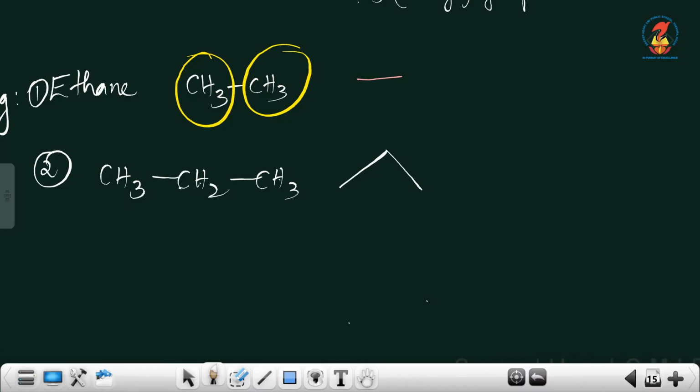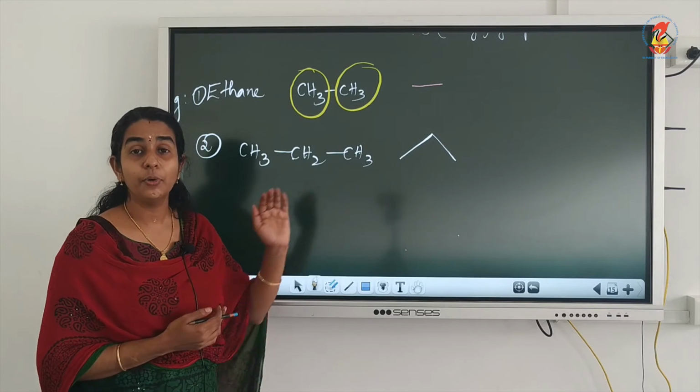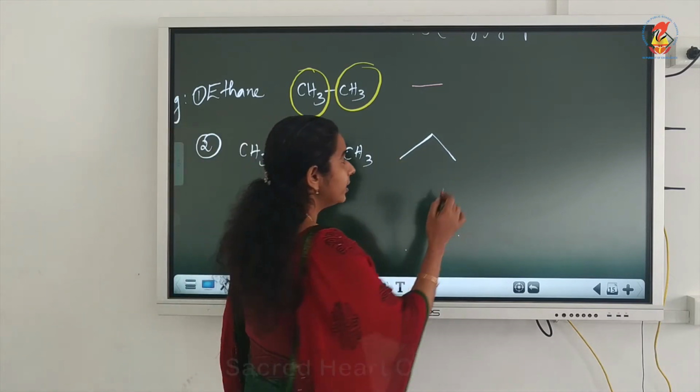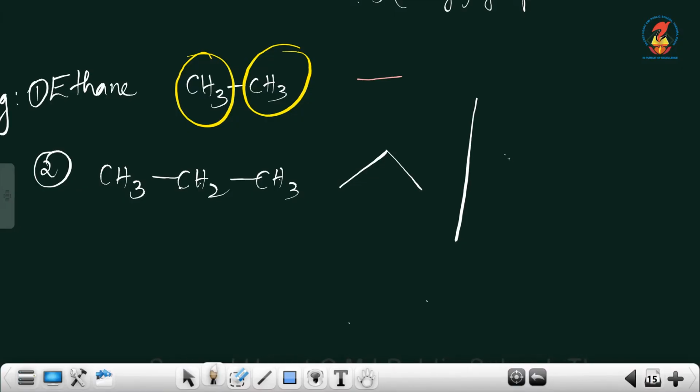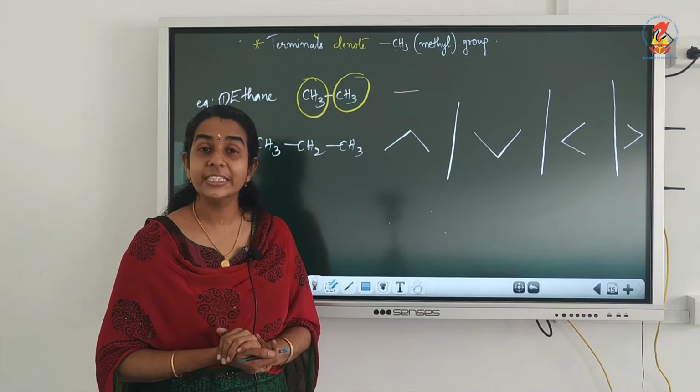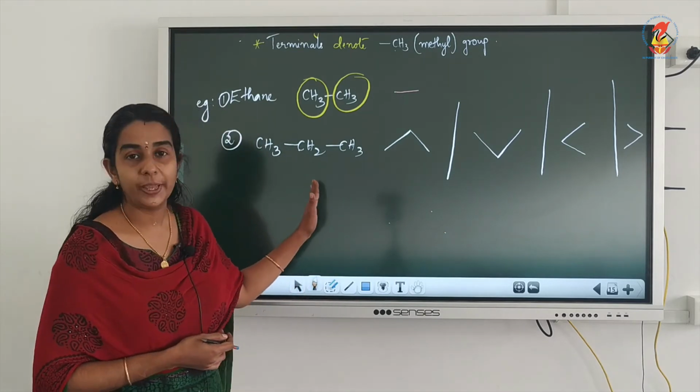Okay, so this is the way of representing the bond line representation of propane. This can also be drawn as, that is also correct, or we can draw it like a greater than or equal to sign. All these 4 representations are correct for propane.